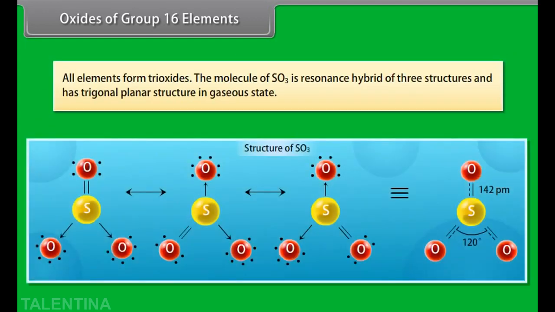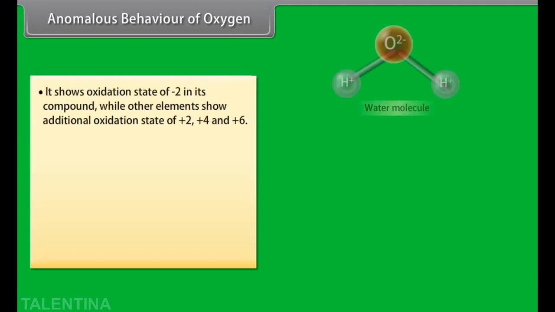All elements form trioxides. The molecule of SO3 is a resonance hybrid of 3 structures and has trigonal planar structure in the gaseous state. Anomalous behavior of oxygen. Oxygen differs from the rest of the elements in the family in the following respects. It shows an oxidation state of -2 in its compounds, while other elements show additional oxidation states of +2, +4 and +6.